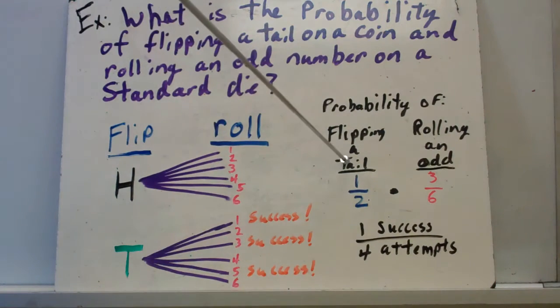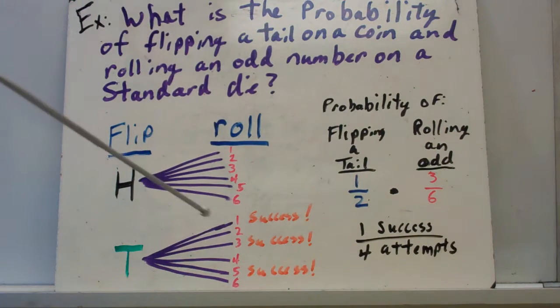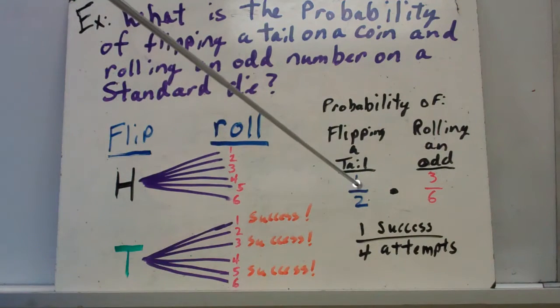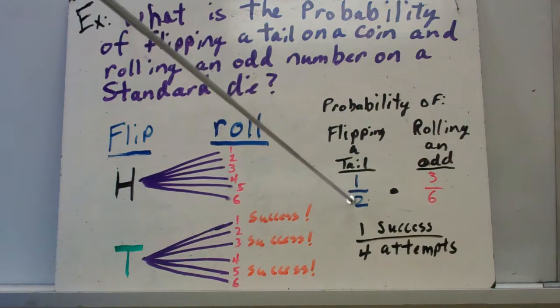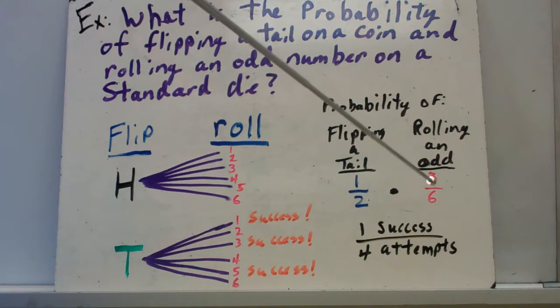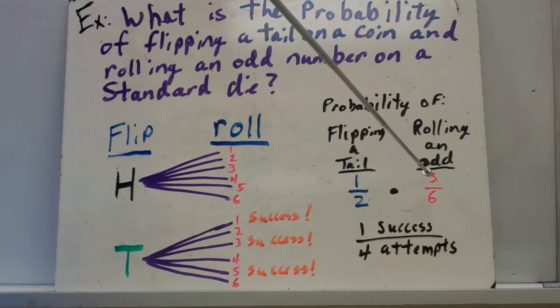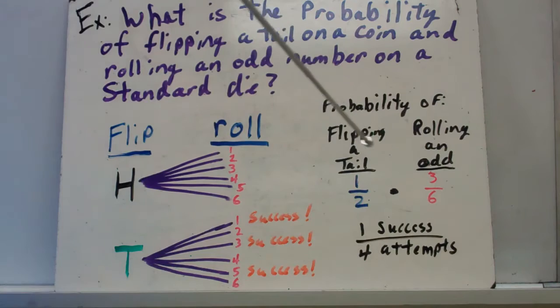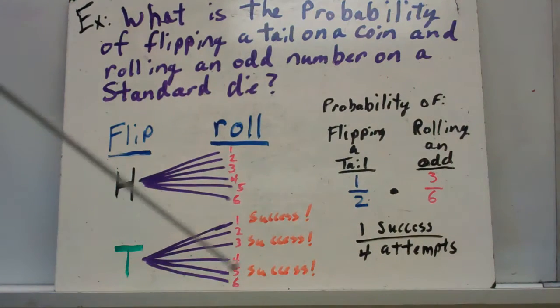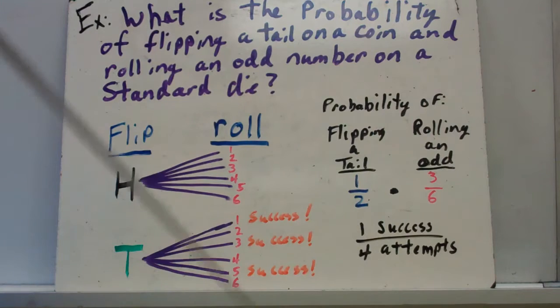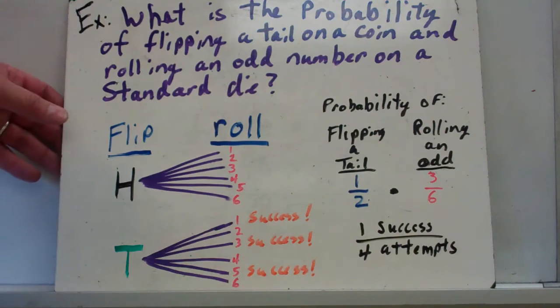So we have 1/2 for our coin flip and 3/6 or 1/2 for rolling an odd number. What we're going to do is take the 1/2 and the 3/6 and multiply those fractions. So 1 times 3 is 3, 2 times 6 is 12, and we now have 3/12, which we can reduce down to 1 success for every 4 attempts. Again, we're looking at situations where one event is not affecting the outcome of the other.